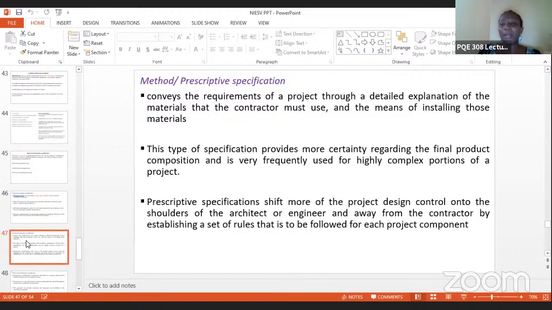Unlike the proprietary product specification, where the engineers or any other expert involved in that project does not have any say, because it's already there that, okay, this is the single product we are going to use. It's not flexible, they cannot do as they like, they cannot bring out the innovations in them. But method, just as the name implies, is very prescriptive, very detailed. The steps you are going to follow are there all the way. So that is method or prescriptive specification.